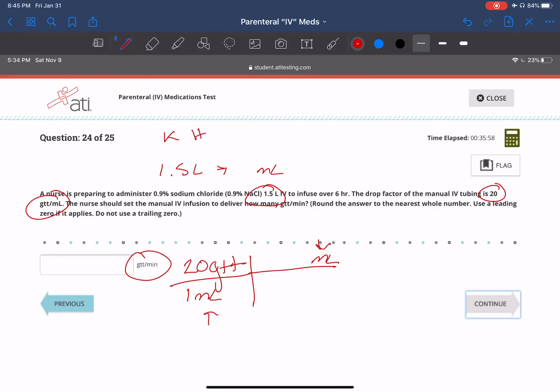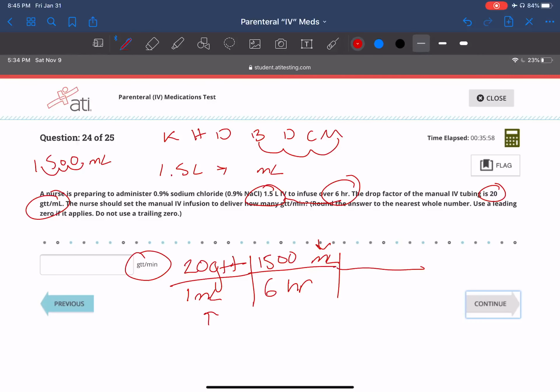So let's change the liter to an ml. Let's do King Henry died by drinking chocolate milk. So liter to milliliter, 1, 2, 3. So we have 1.5, 1, 2, 3. So 1500 ml. So we can put that over here. And what is that liter connected to? It says to infuse over 6 hours. So we'll put 6 hours, but they're asking for it in minutes. So we have an hour down here, so we need an hour up here to convert to minutes. And we know 1 hour is equivalent to 60 minutes.